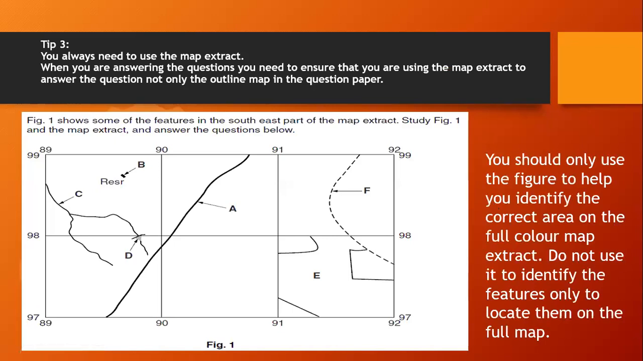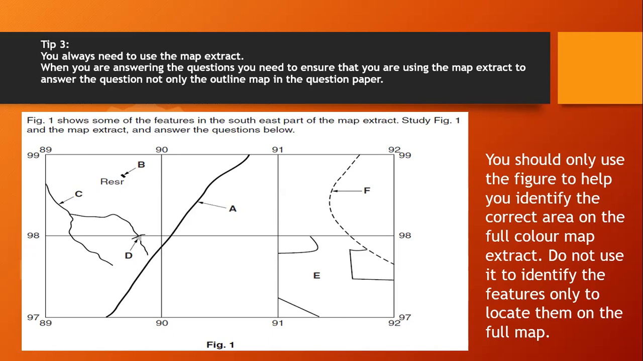Okay, this is the example question. You always need to use the map extract. When you are answering the question, you need to use the map extract to answer the question, not only the outline map in the question paper. You should use the map extract, which will be printed in A3 size separately and given to you. And you should only use the figure to help you identify the correct area on the full color map extract, which will be printed and given to you. Do not use it to identify the feature, only to locate them on the full map.